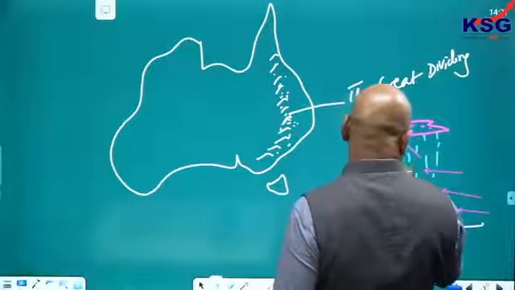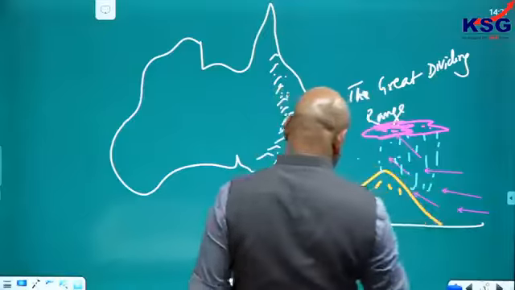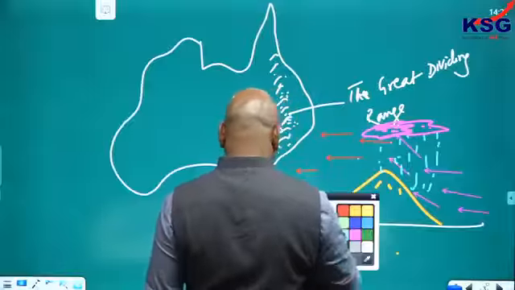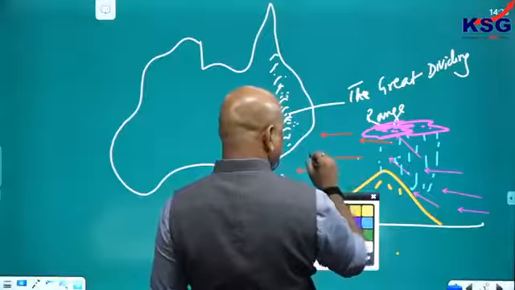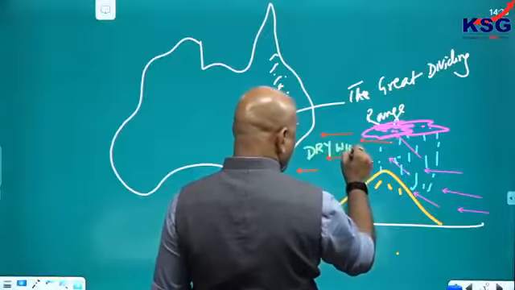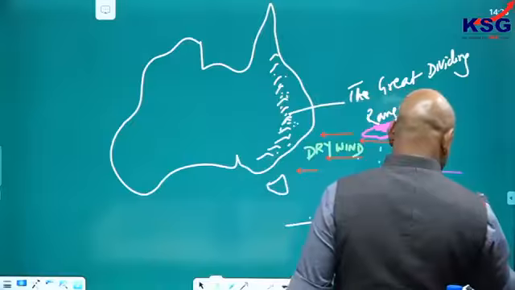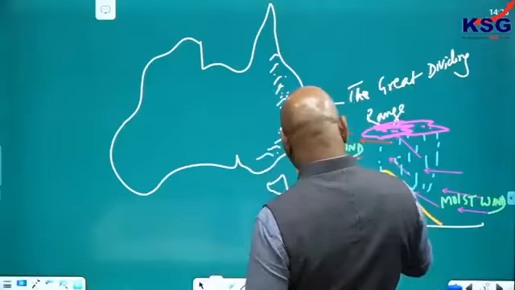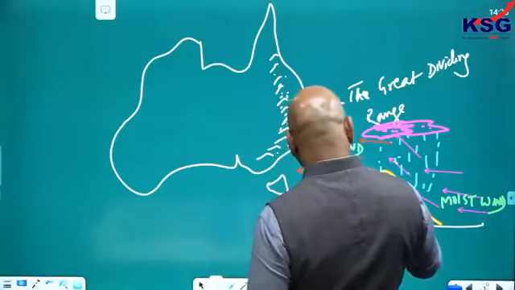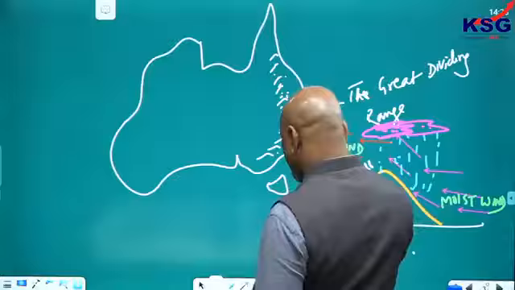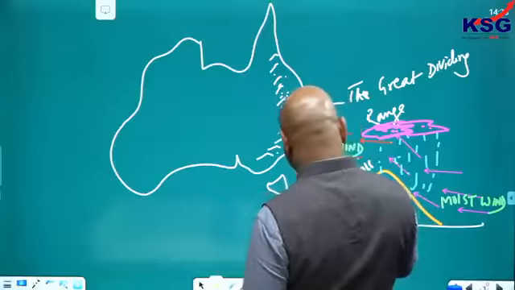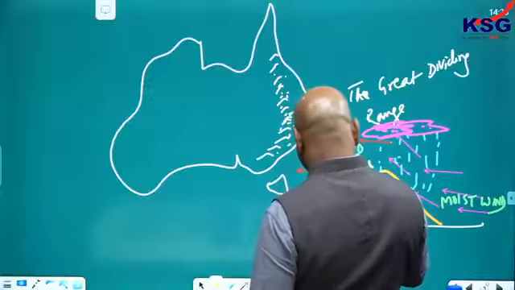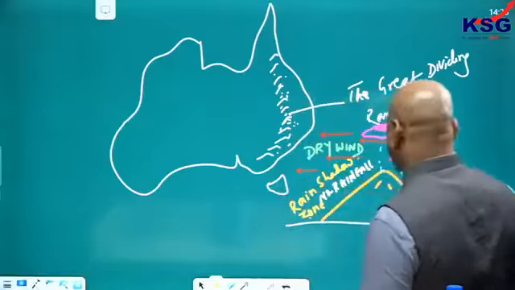This side you have more rainfall. Here only dry wind will come in this way. This is dry wind. This is moist wind. Okay. So this area will have no rainfall. No rainfall. So it is known as the rain shadow region, the rain shadow zone. Here you have more rainfall. This side you have rain shadow.